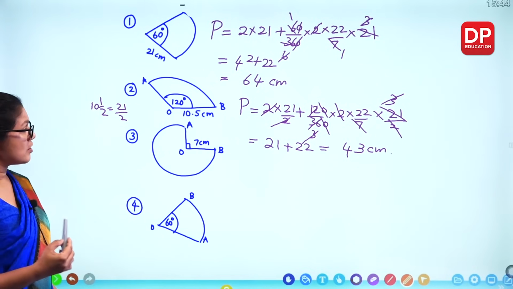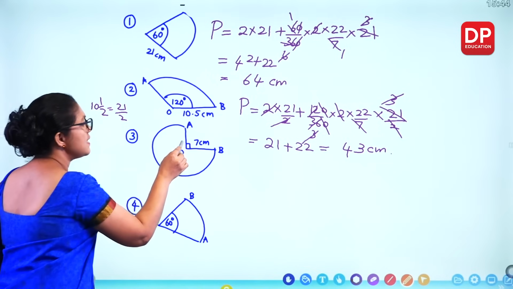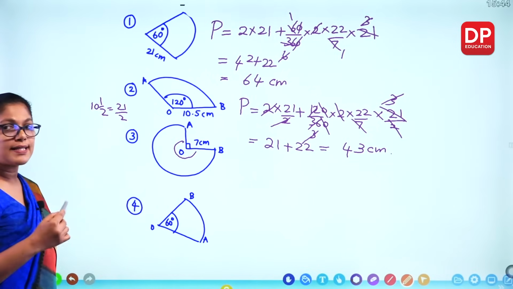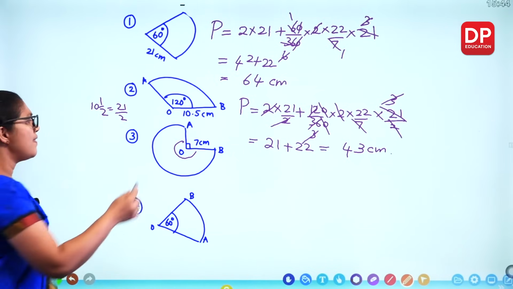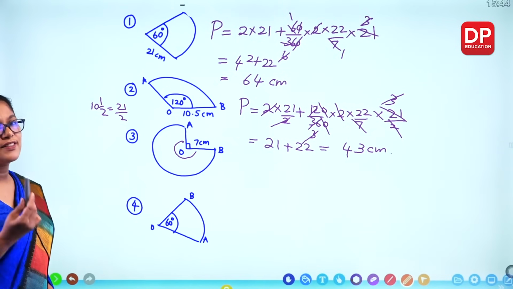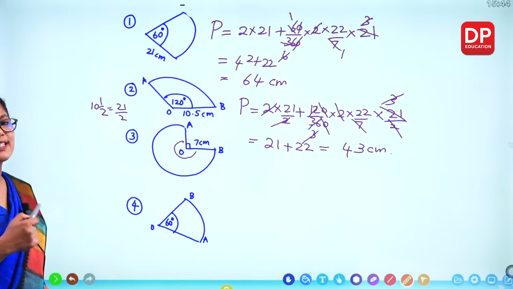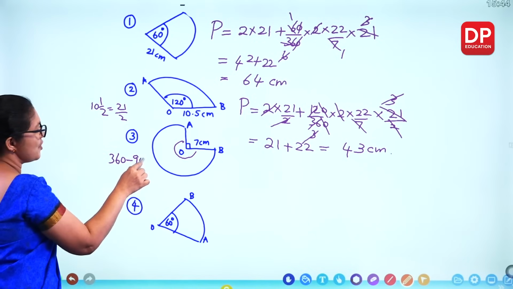Now this is a major sector you have been given, and this is 90 degrees. What is the angle at the center? We know the whole angle is 360 and this is given as 90. So what's the angle at the center? 360 minus 90. What is 360 minus 90? You get 270.